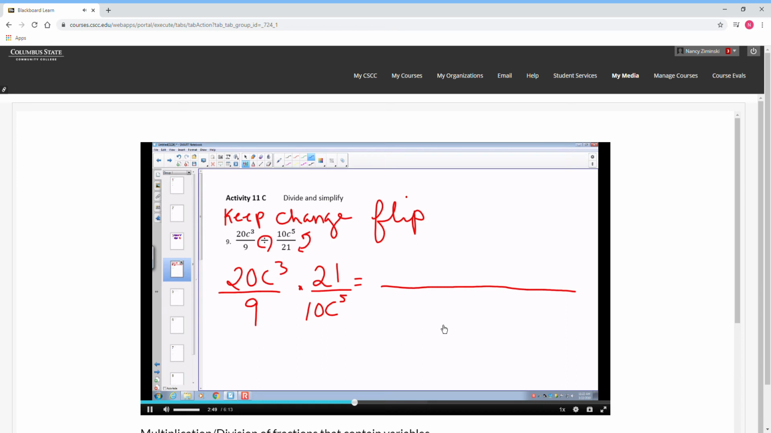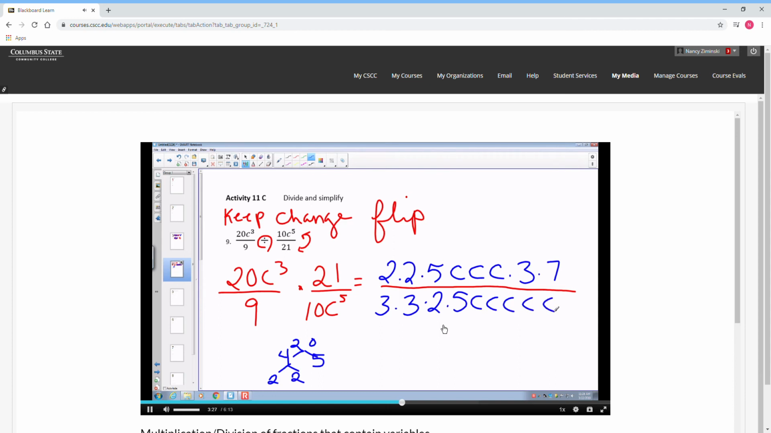So 20 is broken down into 4 times 5, or 2 times 2 times 5, and now times c to the third, that's c times c times c. And 21 we can break down to 3 times 7, it's prime factorization. Across the bottom, 9 is going to be written 3 times 3, and 10c to the fifth, so 10 is going to be 2 times 5, and then I have 5 factors of c.